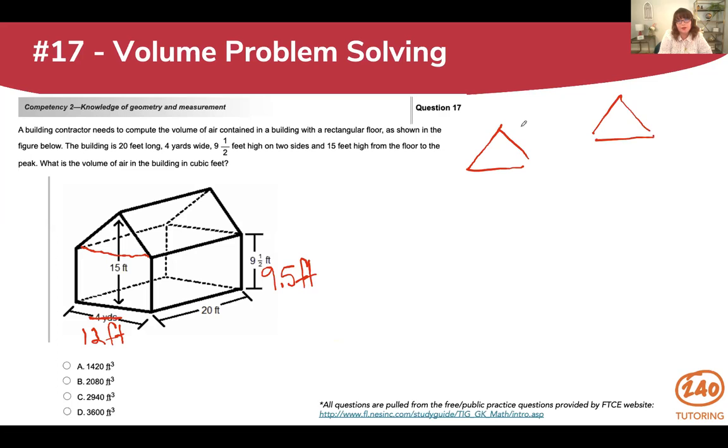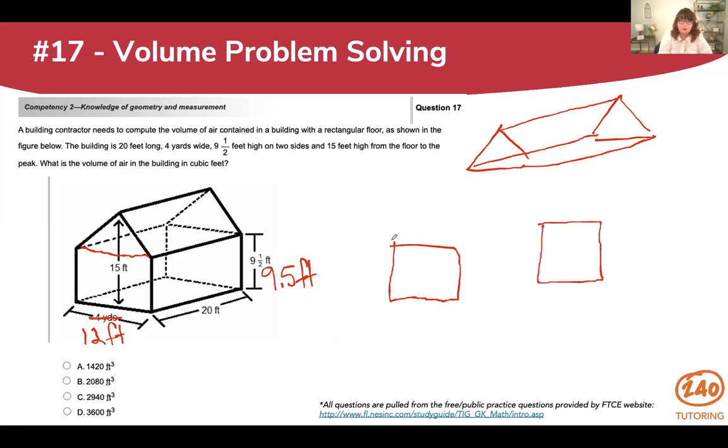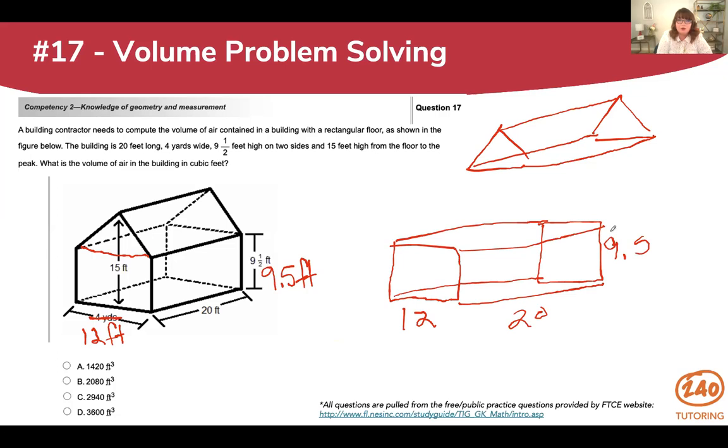And I'm going to redraw it. Again, be the cool teacher who teaches kids how to draw it. That's not the best drawing. And then I have a rectangular prism that I'm going to draw. And I'm going to label. Okay. So now I know this is 12, I know this is 20, and I know this is 9.5. Okay. I know the dimensions of this.